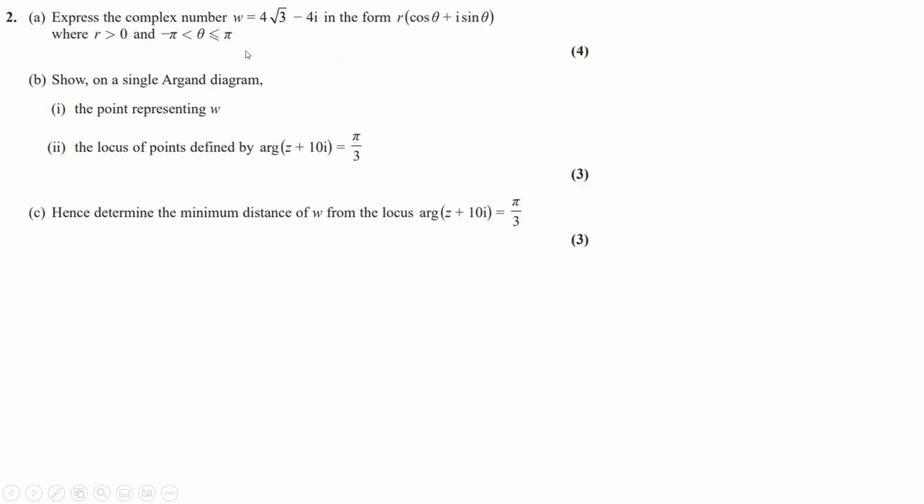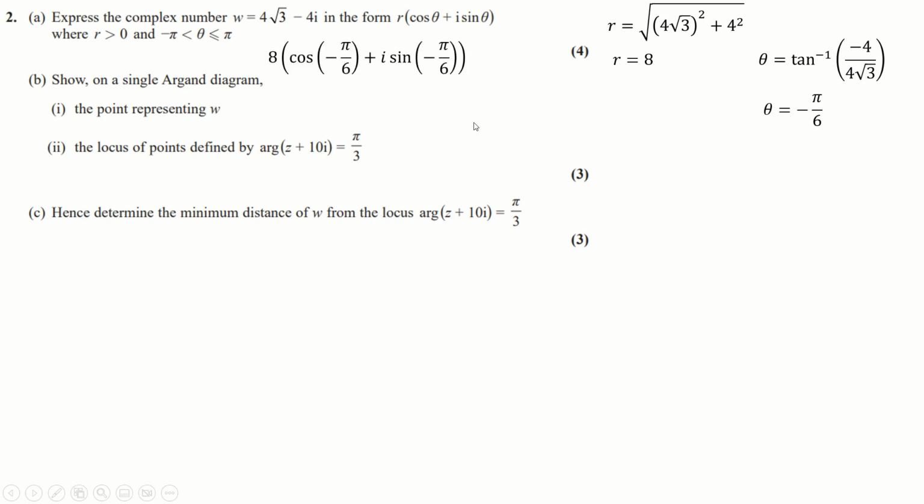Question 2. So r is just the magnitude, so it's 4 root 3 squared plus 4 squared, square rooted, which your calculator says is that. And then theta is going to be tan inverse of minus 4 over 4 root 3, which is this, and just verify that that seems right, because if you imagine an Argand diagram, this is going to be to the right and then below, so the argument is negative, which pans out.